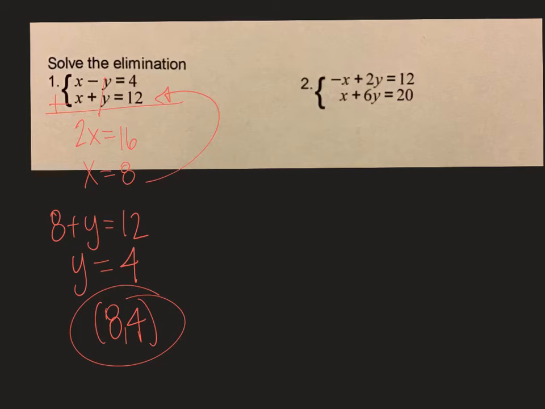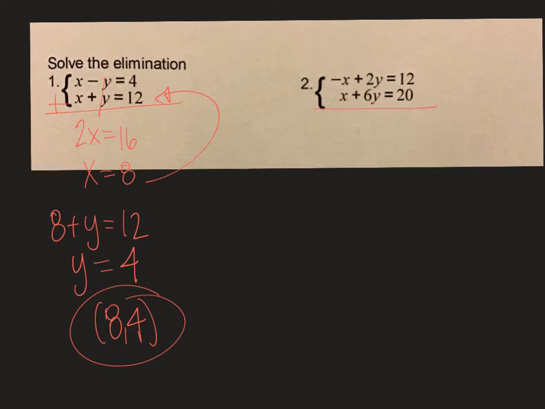Again, I gave you a more simple one. Your x's are already a positive 1 and a negative 1, so you don't have to multiply by anything. So pause the video, work this one out on your own, and then come back and check your answer with mine.